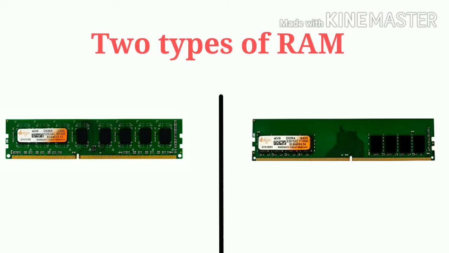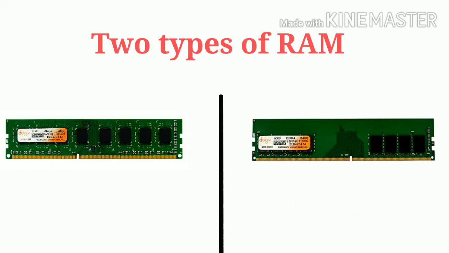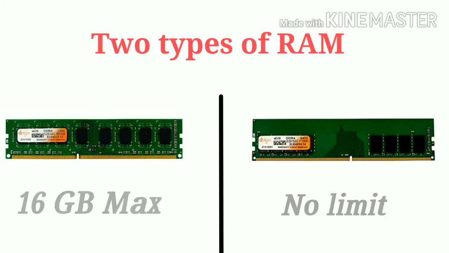Guys, DDR3 RAM has a clock speed from a minimum of 800 MHz to a maximum of 2133 MHz, whereas DDR4 RAM has a minimum clock speed of 2133 MHz and no maximum clock speed, which really proves it is a better one. Now let's talk about the memory. DDR3 RAM can hold a maximum memory of 16 GB, but DDR4 RAM has no limit, meaning we can store as much as we want.